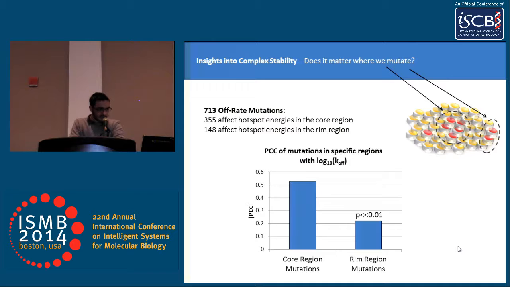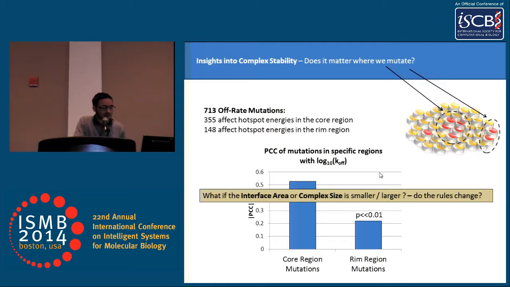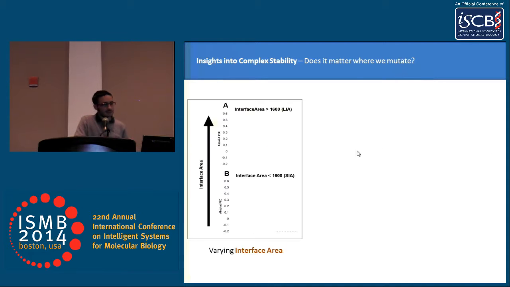What we find is that changes in core regions are more indicative of changes in the off rate, whereas for rim region mutations, it's not so. This is very much in line with what the O-ring hypothesis suggests. So we wanted to probe this further. What if we change the interface area of the complex or change the size of the complex? Do the rules change? So what we do is divide the dataset into small interface area and large interface area, and we do the same thing.